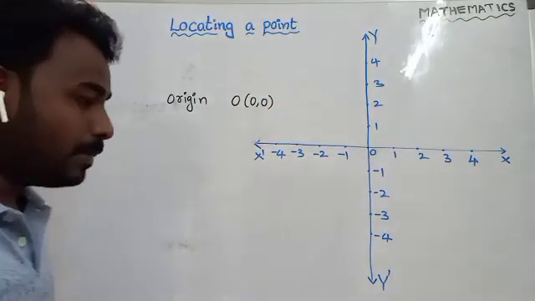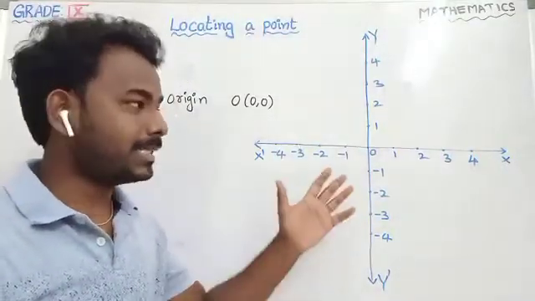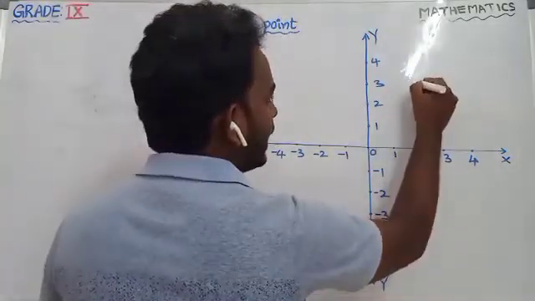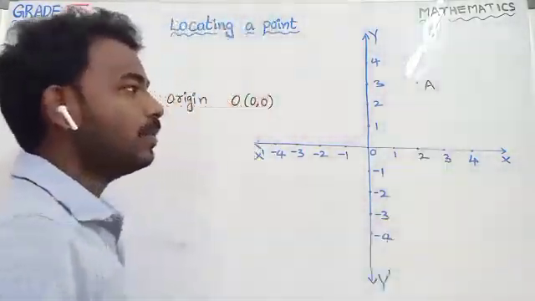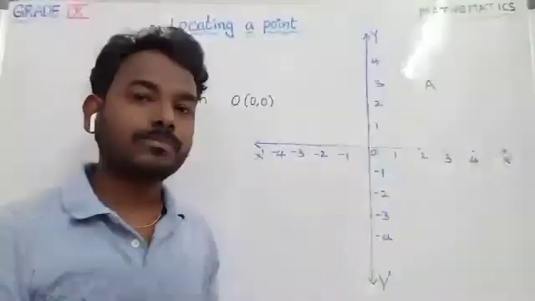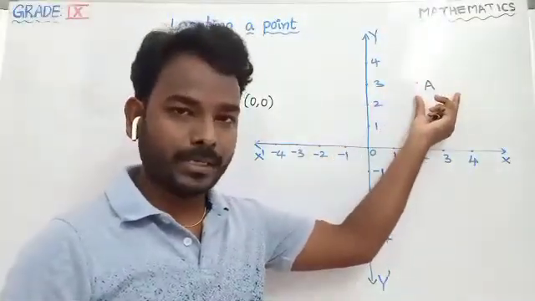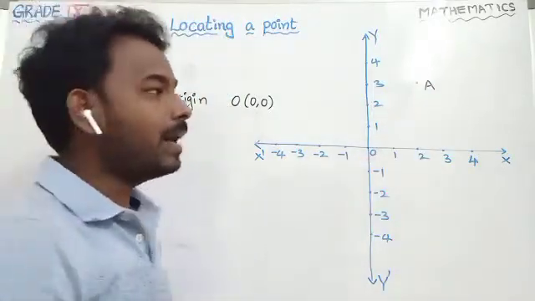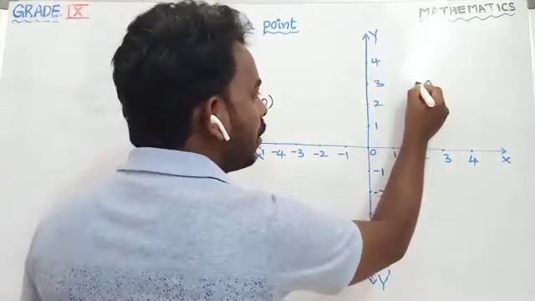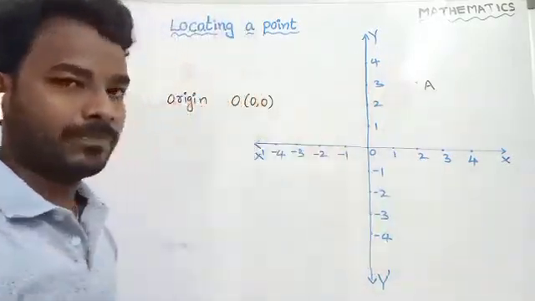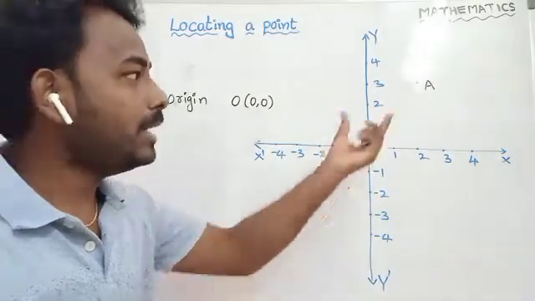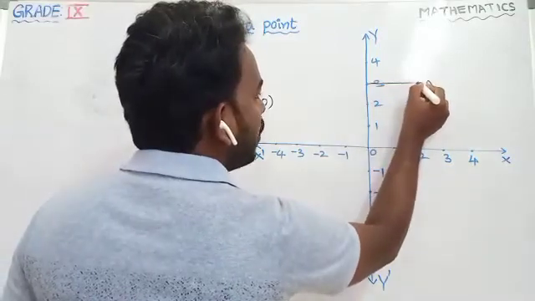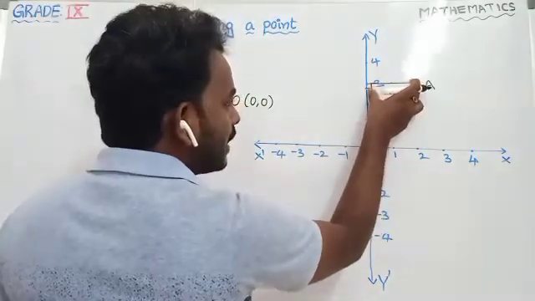Okay. So for example, if you have a point on this coordinate plane, let us take a coordinate plane like this, and if I have a point A here, how can we say what is the position of this point in this coordinate plane? If you observe clearly, what is the perpendicular distance of this point from the y-axis? Let us draw a perpendicular line from this point to the y-axis. How much is it?